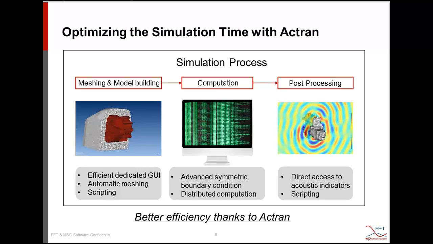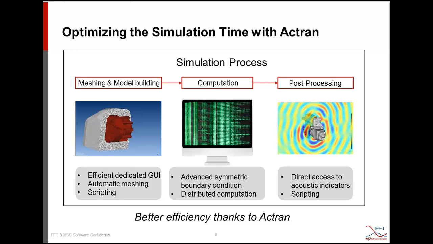So Actran has significant assets for improving acoustic simulation efficiency. It starts with the pre-processing, thanks to a dedicated GUI, automatic meshing, and the scripting ability that allows you to automate the entire process from the pre-processing to the post-processing. Then, for faster calculations, Actran offers advanced symmetric boundary conditions and distributed computations with parallelism and multithreading.